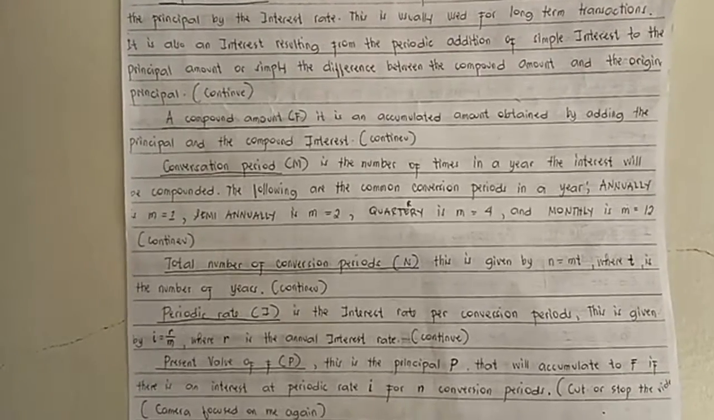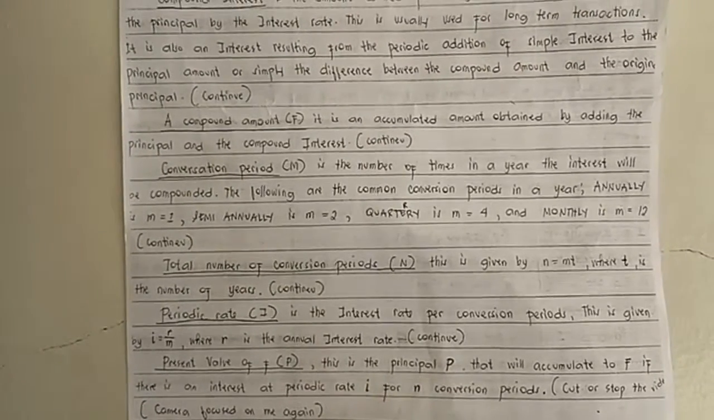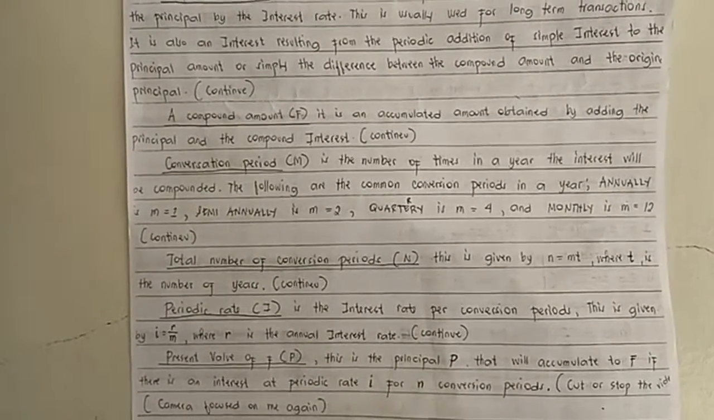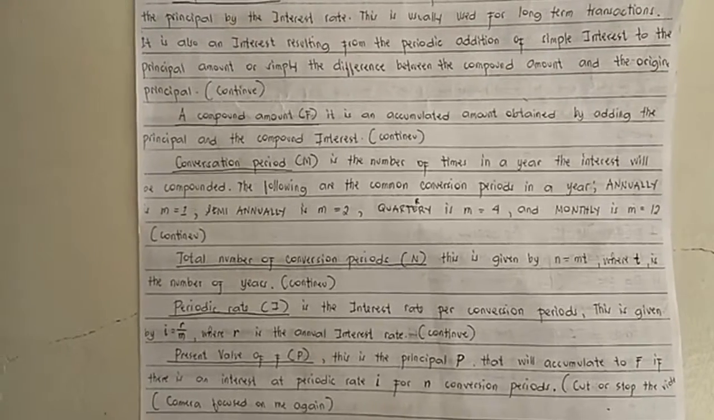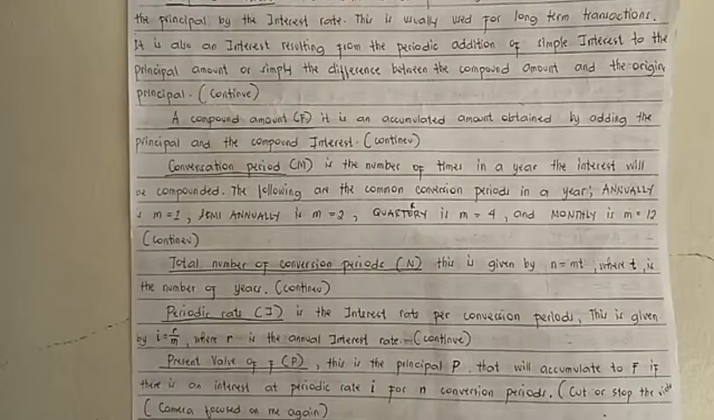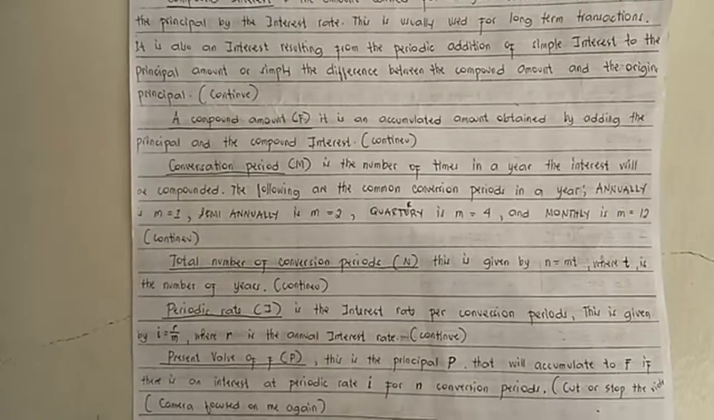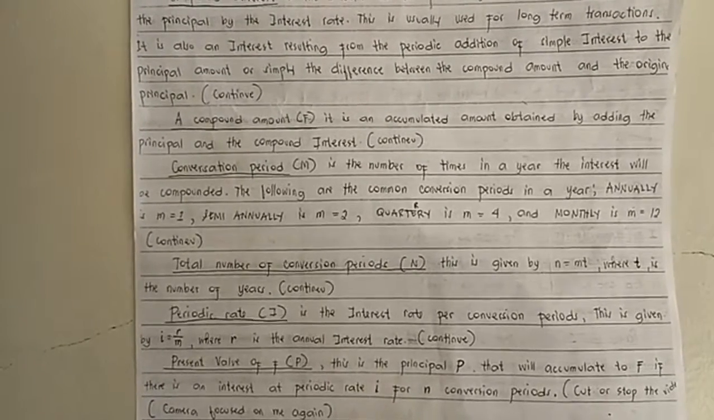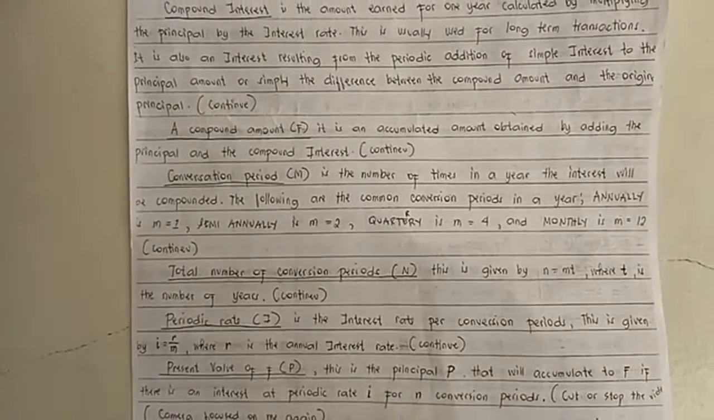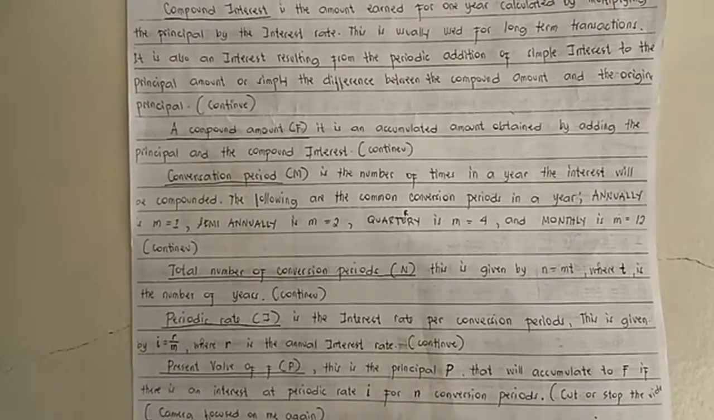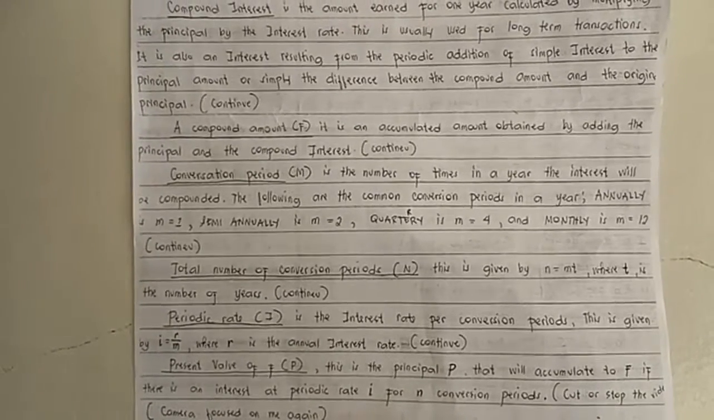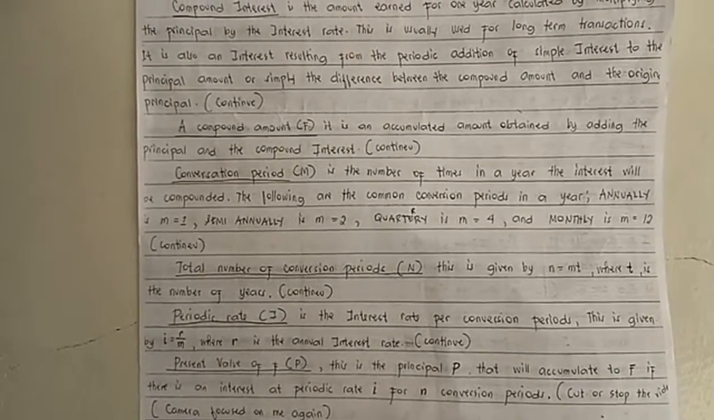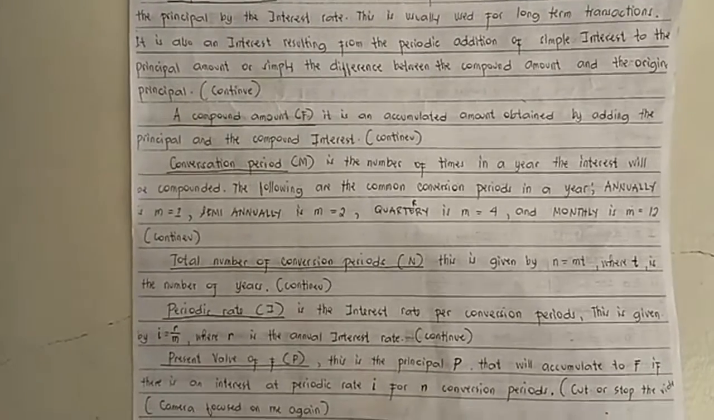Total number of conversion periods, N. This is given by N is equal to MT, where T is the number of years. Periodic rate, I, is the interest rate per conversion period. This is given by I is equal to R over M, where R is the annual interest rate. Present value of F is the principal P that will accumulate to F if there is an interest at periodic rate I for N conversion periods.